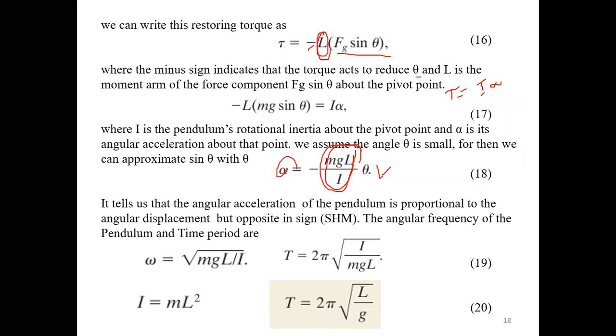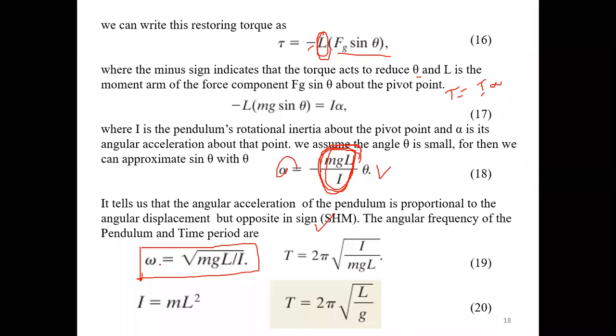That is the characteristic of simple harmonic motion. It tells us that the angular acceleration of the pendulum is proportional to the angular displacement, but opposite in sign. So alpha equals some constant times theta, and this constant is omega square. Previously we have seen that acceleration a equals minus omega square x. Comparing this equation with that one, omega square will be mgL by I, so omega will be the square root of mgL by I.